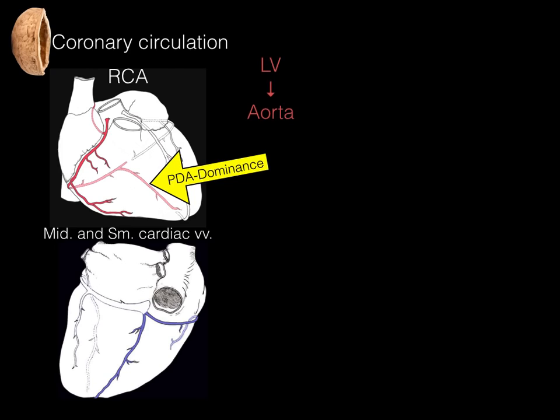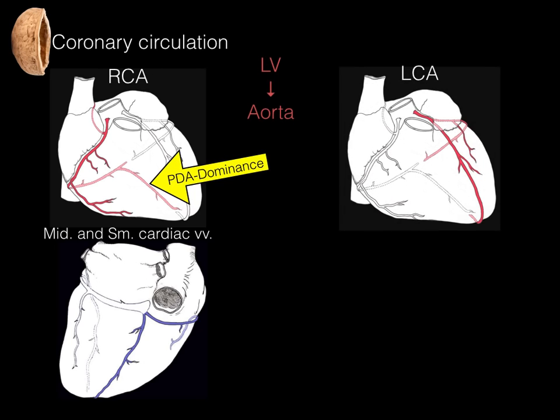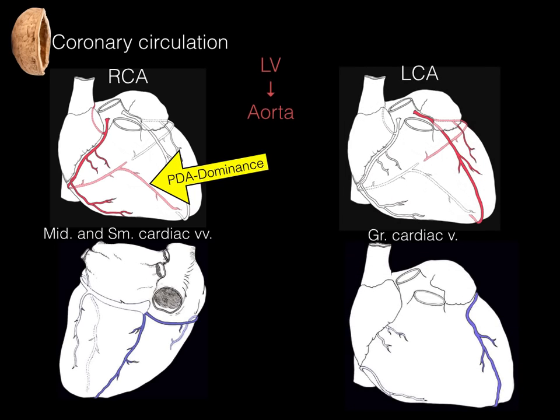Then from the right side of the heart, deoxygenated blood is brought back to the coronary sinus via the middle and small cardiac veins. Then the left coronary artery is going to supply the left side of the heart, and the great cardiac vein that parallels the LAD will bring the deoxygenated blood back to the coronary sinus and then to the right atrium. And that's how blood gets from the heart back to the heart. And this, my friends, is coronary circulation in a nutshell.